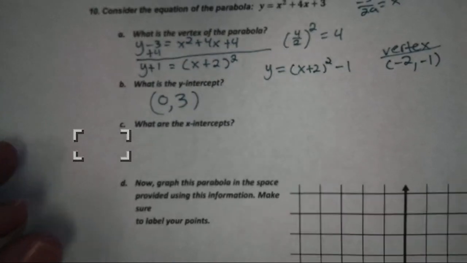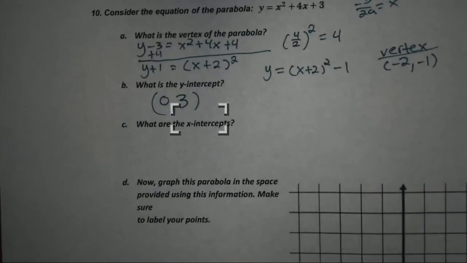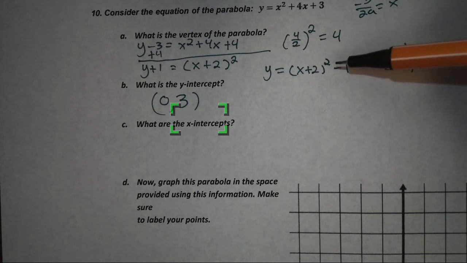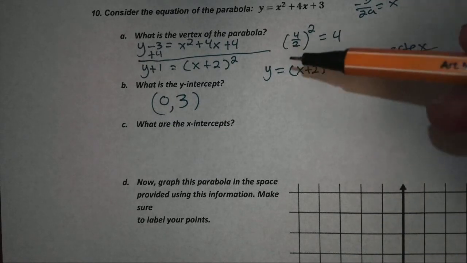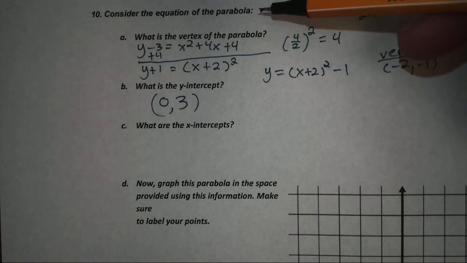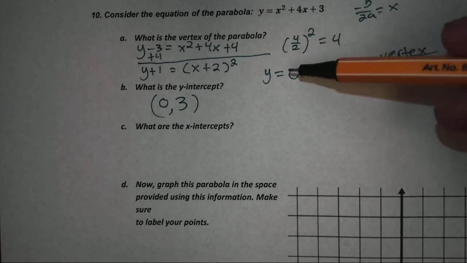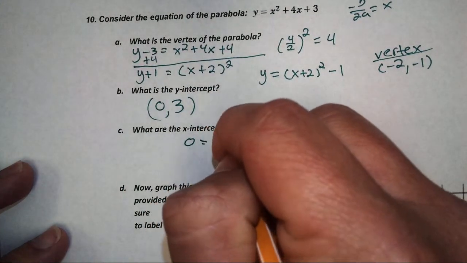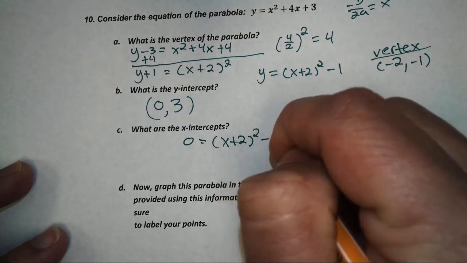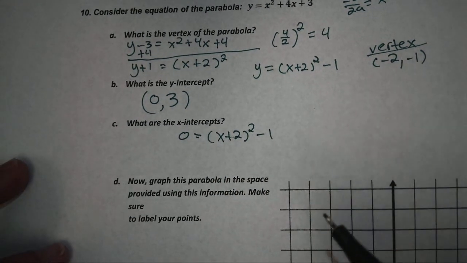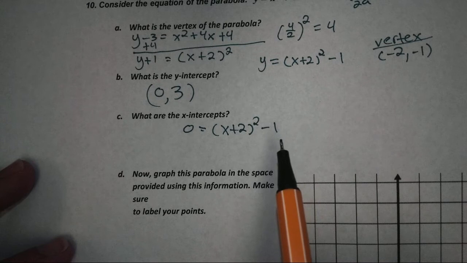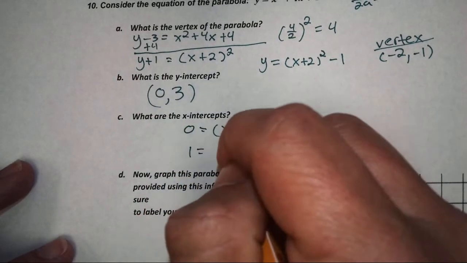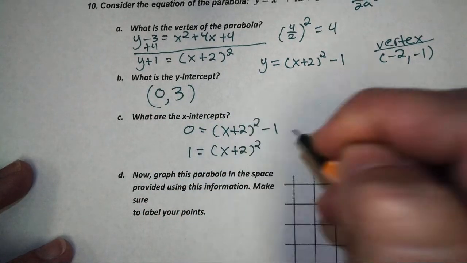Next it says, what are the x-intercepts? So for our x-intercepts, we know that the y value has to be 0. And this is where it can come in easier if you're in vertex form. So I'm going to take this y, you could plug it in here, make your y 0, and then factor, or put 0 in for y here, which I'm going to do. So 0 equals x plus 2 squared minus 1. And since it's already factored, I can just play the game of opposites. So to get rid of that minus 1, I add it. So I have 1 equals x plus 2 squared.